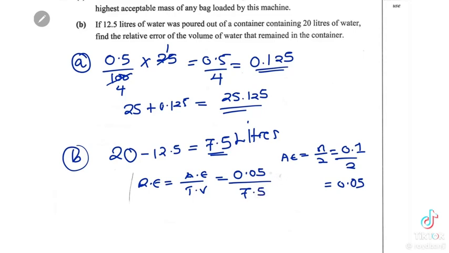Now we can reduce this one. Let us make it into whole numbers. Multiply it here by 100 to get rid of the zeros. Also at the bottom, you multiply by 100, we are going to have 5 over 750, which is just the same as 1 over 150. So this is the relative error. If you want, you can leave it in decimal places.